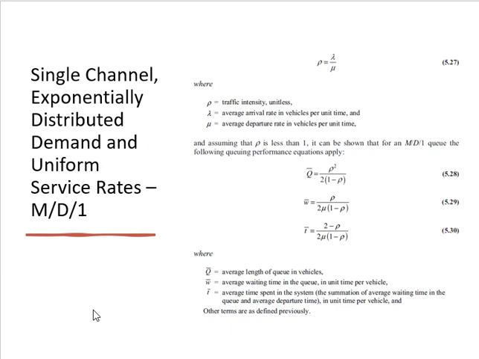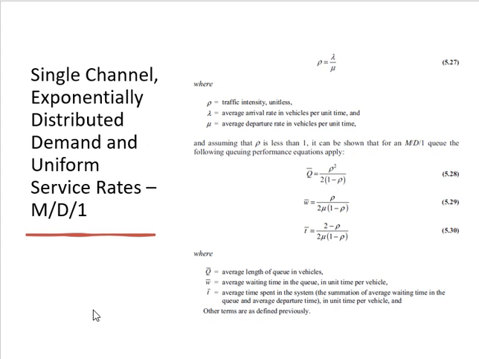So you can see in all these equations we are using rho. So what is rho? Lambda upon mu. Lambda is the arrival rate, the rate of arrival. Mu is the departure rate. When you take their ratio, we represent it with rho. Rho means queue intensity.